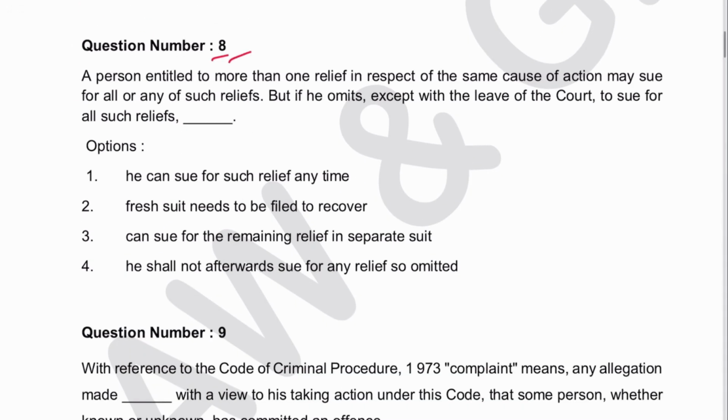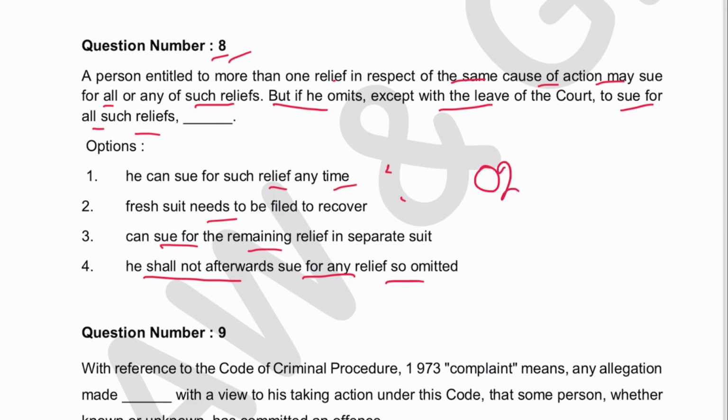Next is 8. A person entitled to more than one relief in respect of the same cause of action may sue for all or any of such reliefs, but if he omits, except with the leave of the court, to sue for all such relief, can he sue such relief anytime? No. Fresh suit? No. He shall not afterwards sue for any relief so omitted. Order 2, rule 2. So 4 is the answer.